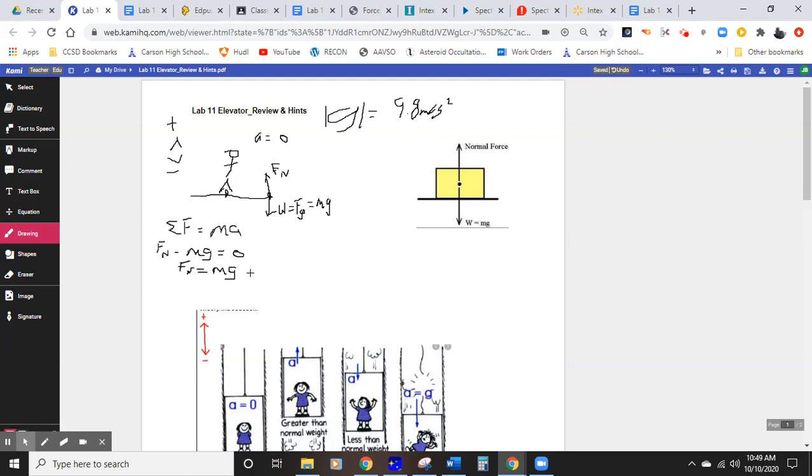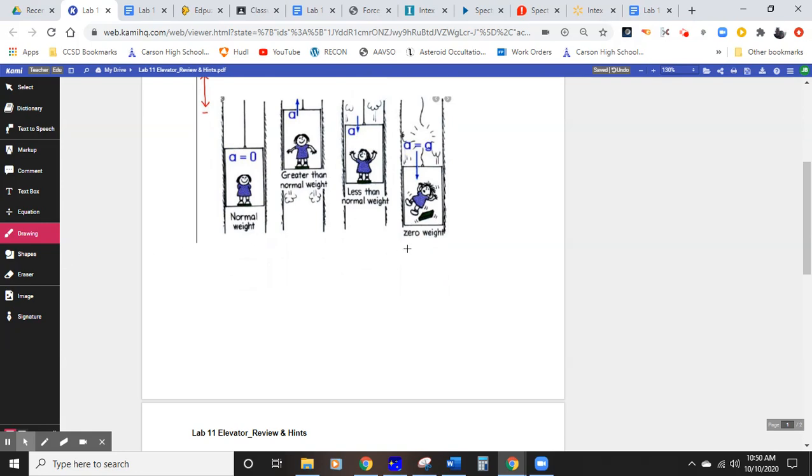Now, what does this imply? This implies zero acceleration. It also implies that velocity is either zero, so the person is at rest, or they're moving with constant velocity. So that's a little overview of normal force and weight. Again, normal force is just the floor pushing up against a person with the same magnitude, just opposite direction of weight. All right, now here's the elevator problem, the three different scenarios.